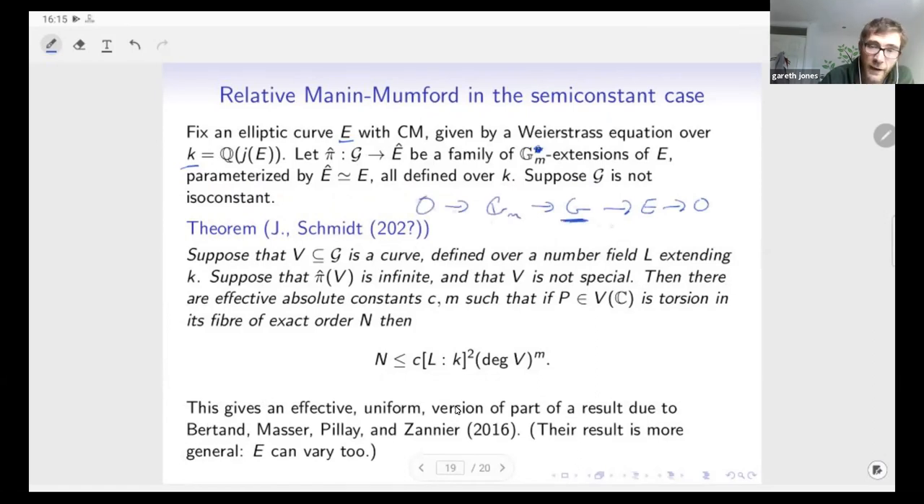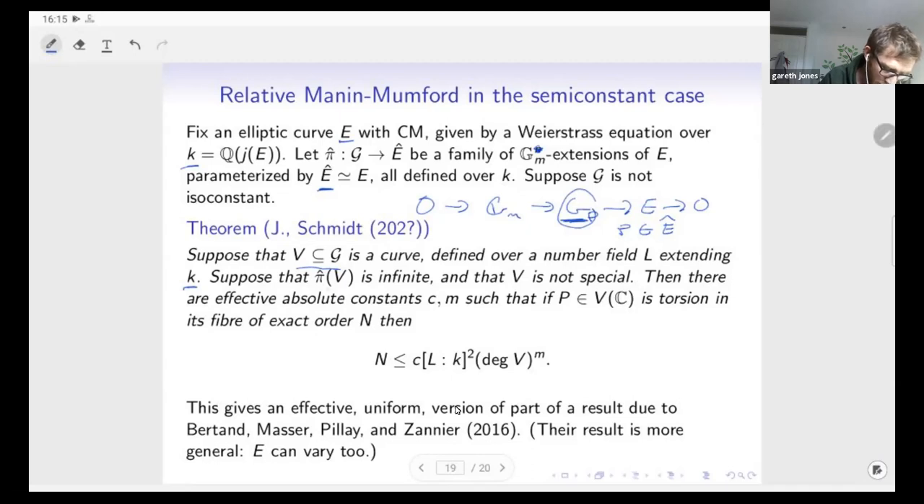And this G is varying in a family parameterized by the dual of E, which is isomorphic to E. So I have a family of these, say G_P with P varying in E hat. Now I take a curve in this family defined over a number field extending my base field. And I'm supposing that these G's are genuinely varying. They're not all isomorphic to each other.